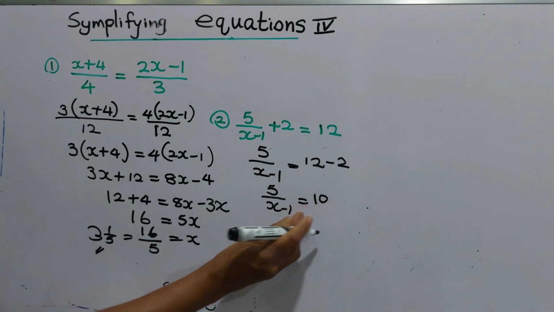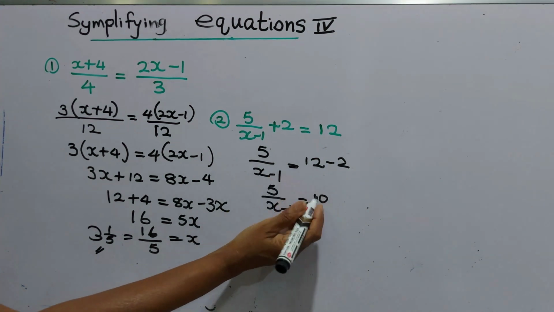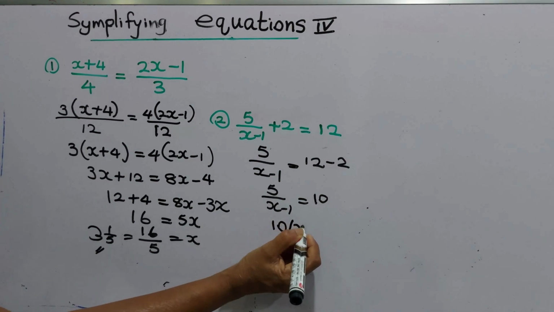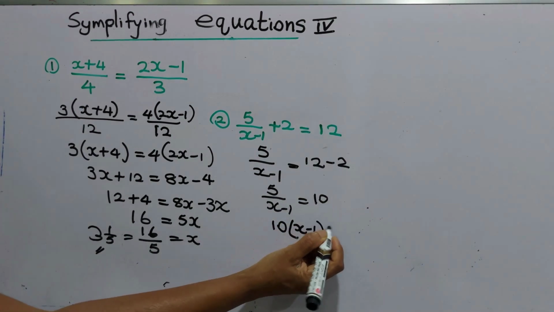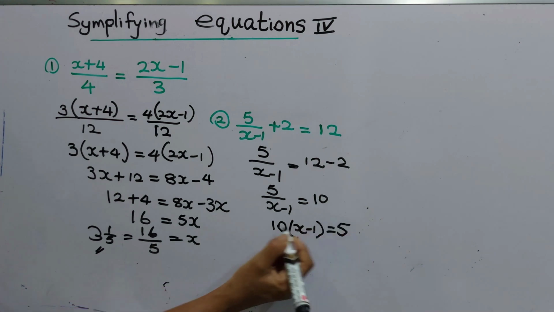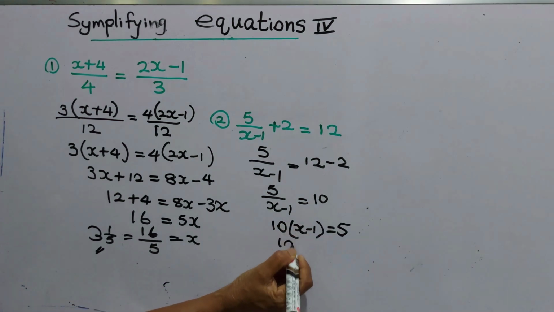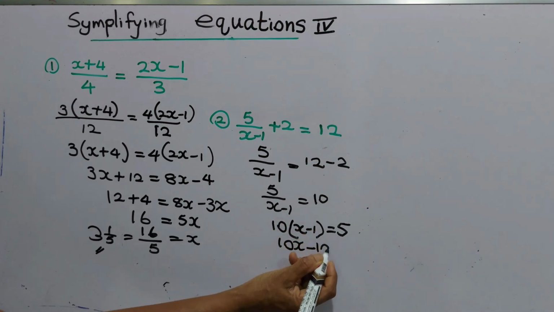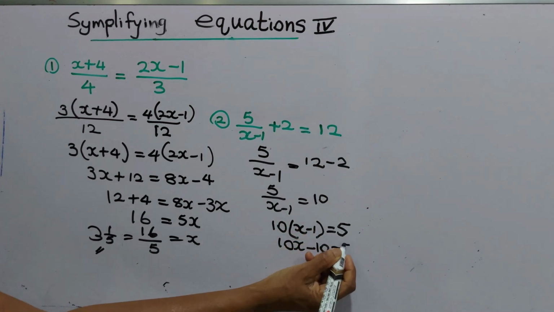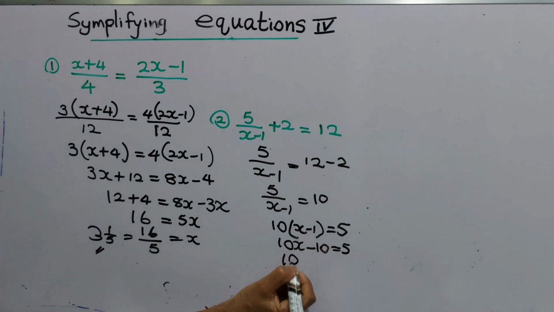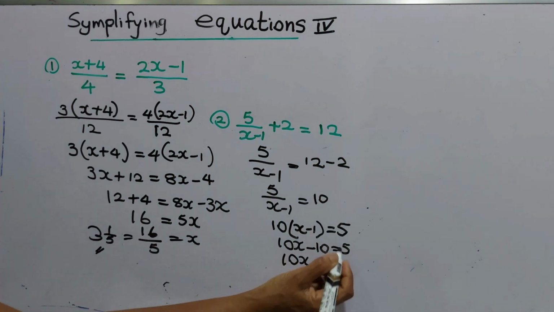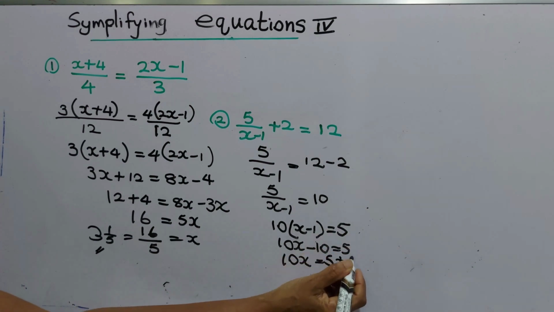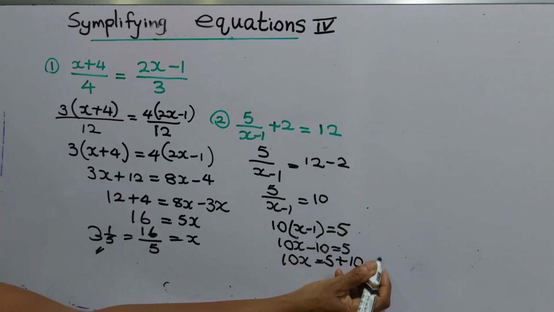Then we can do cross multiplication here. That means 10 into x minus 1 equals 5. 10 into x means 10x, minus 10 into minus 1, minus 10 equals 5. That means 10x equals 5. We'll move 10 to this side, plus 10. That means 15.